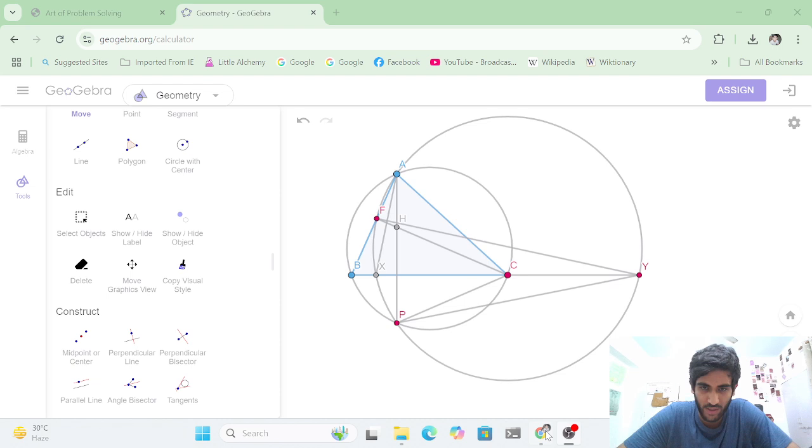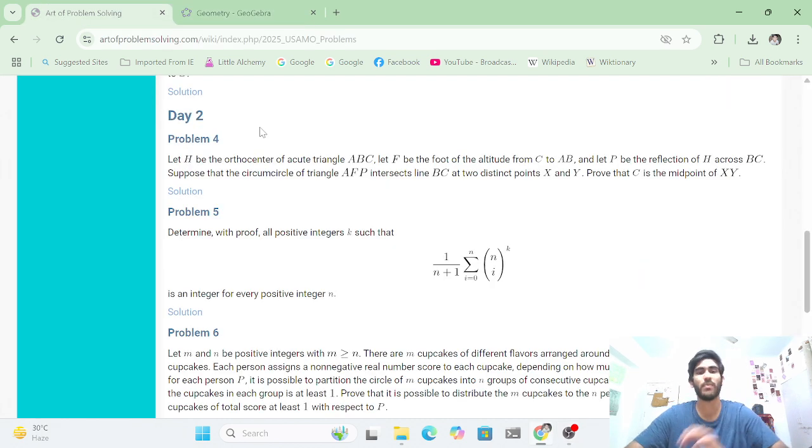Today we're going to be discussing problem number 4 of USAMO. For those of you who don't know, USAMO is the United States of America Mathematics Olympiad. So let us read the question first.